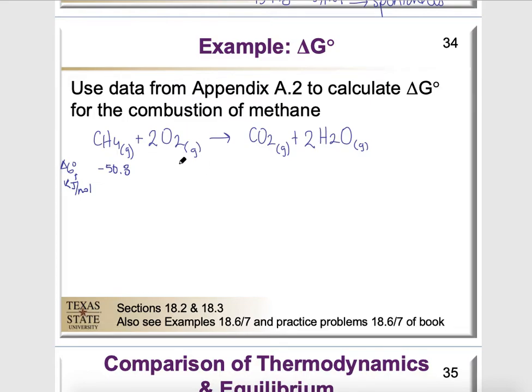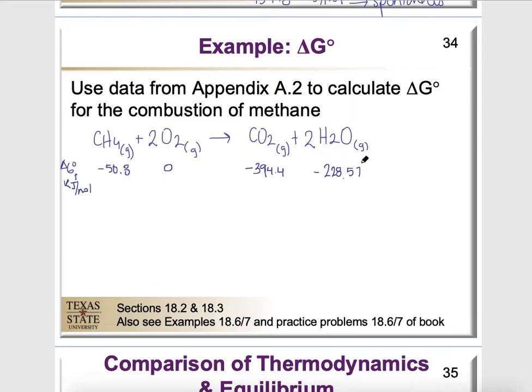Well, we said that the Gibbs free energy is equal to 0 for an element in its elemental form. For CO2, we found that it was negative 394.4. And finally, for the gaseous water, it was negative 228.57.